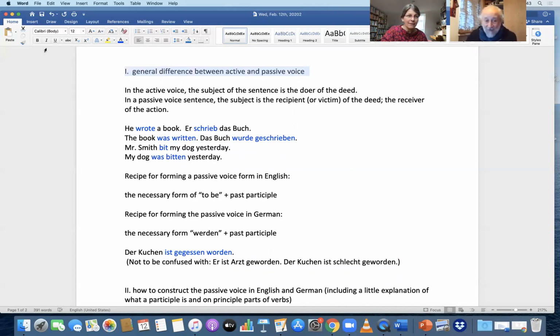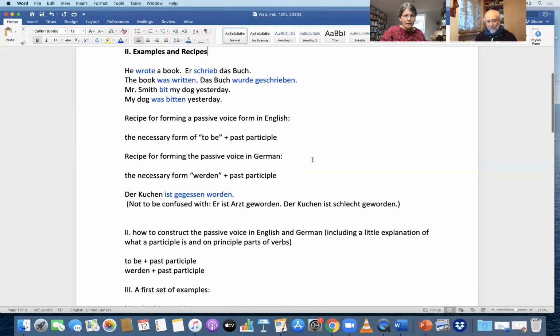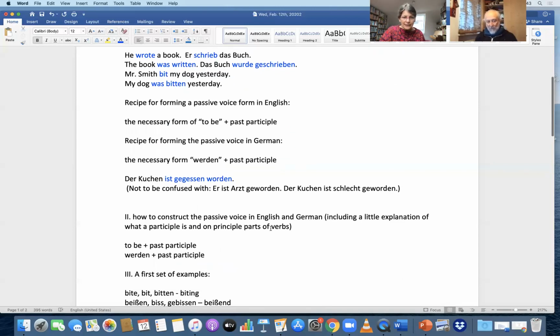Okay, good. So now we know the general difference between the active and the passive voice. So this is how to construct it, right? Examples and recipe, or recipes. And we did that.